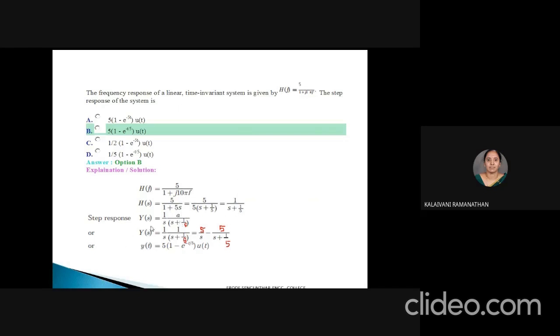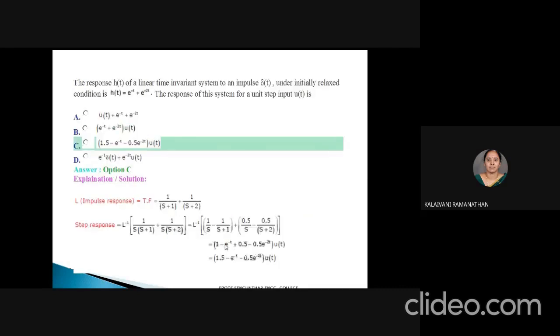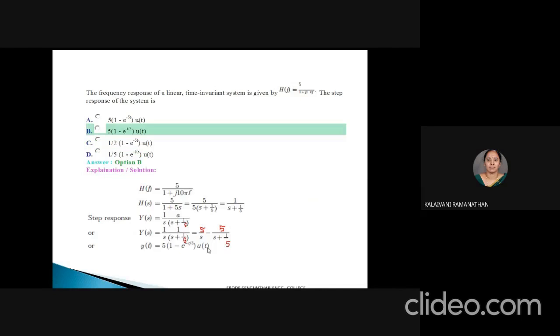For the step response, you have to substitute your X of s as 1 by s, multiplying these two values, and then apply partial fractions. So this becomes 5 by s minus 5 by s plus 1 by 5. When you apply inverse Laplace transform, this becomes 5 into 1 minus e power minus 1 by 5 t, u of t. So this option is the answer.